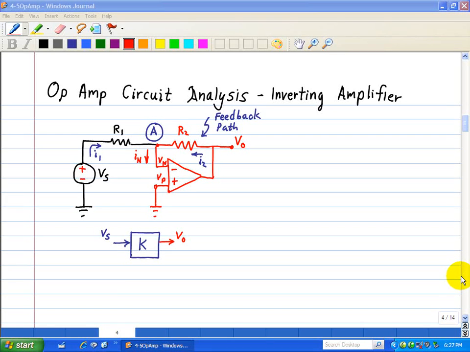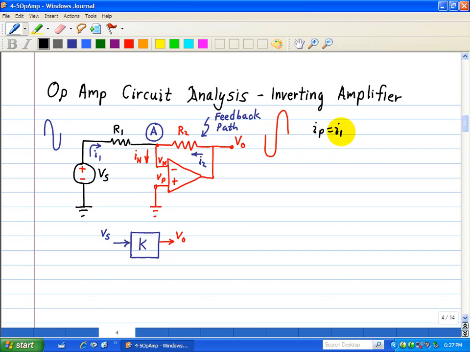The next circuit that we're going to analyze is the inverting amplifier, and this is shown here. Now, what we mean by inverting amplifier is that if I have a signal, let's say an input that goes like this, then the output signal is just opposite to our input in terms of polarities, with some amplification, of course.